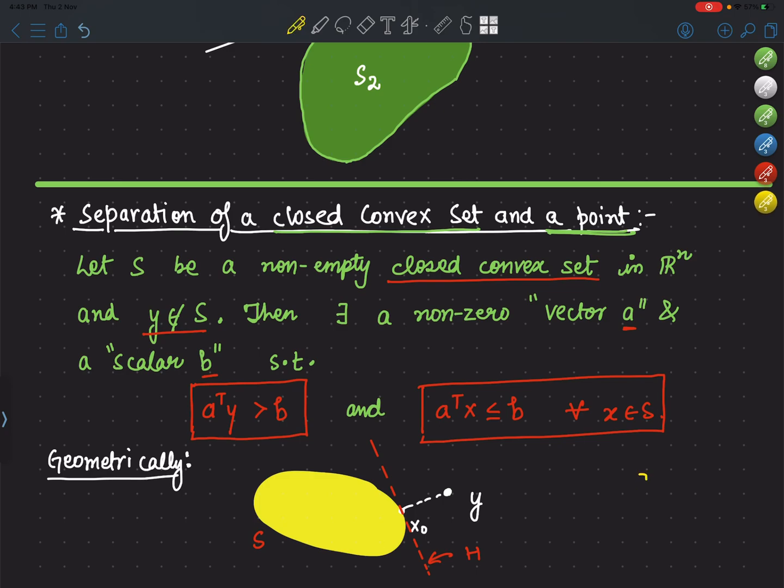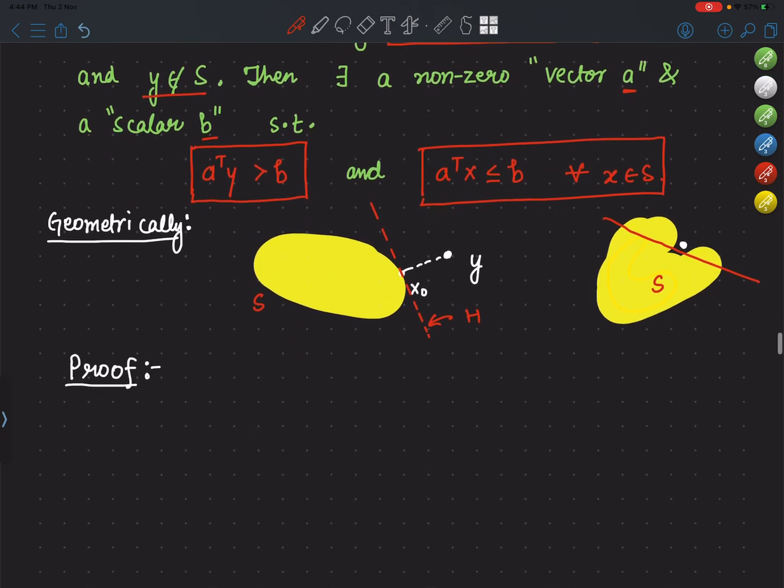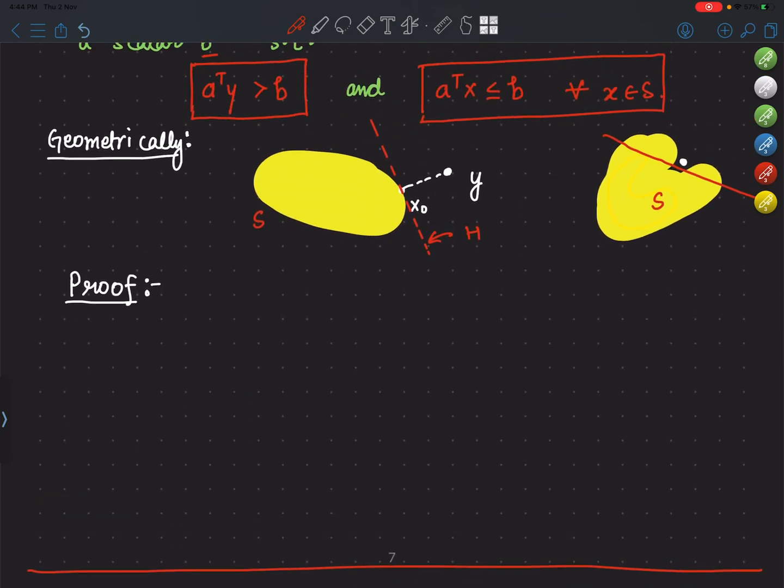Because if there is a non-convex set and a point, then for this plane, you can see half of the points of S are on one side, and half of the points are on the other side, while the point is on the other side only. So it can't be done for a non-convex set, but it can be said for a convex set. Intuitively, I think it makes sense, but let's prove it formally. The proof of this theorem is really easy. We'll use what we derived previously, that is, theorem CS1.